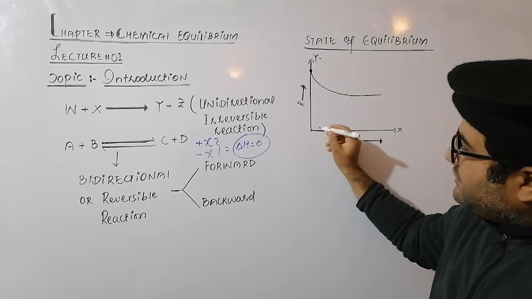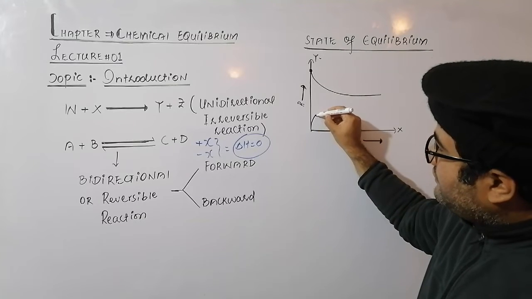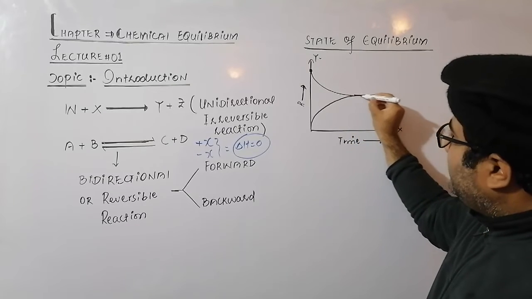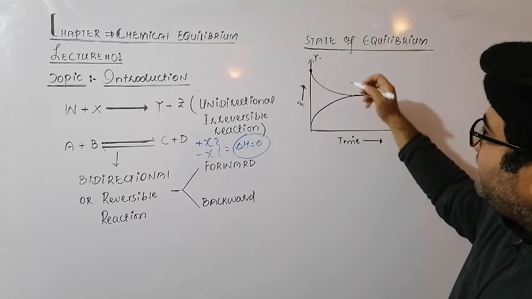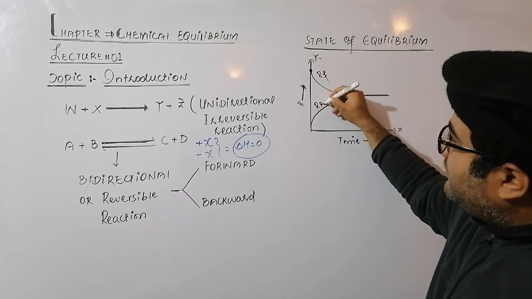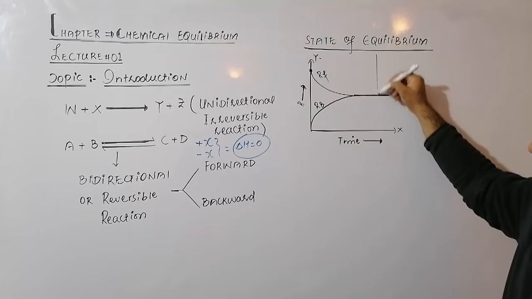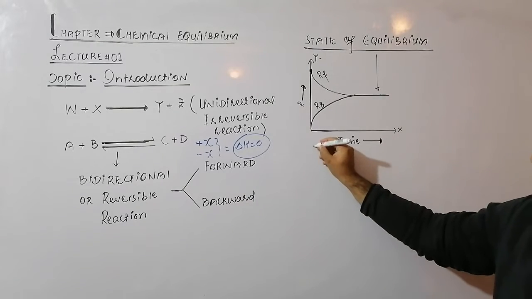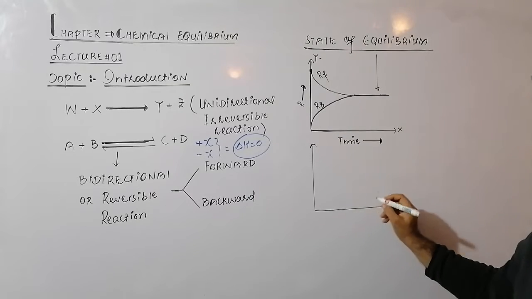At time 0 seconds, the rate of backward reaction is 0. But as time goes on, the rate of backward reaction keeps on increasing. Then a stage comes when the rates of both these processes become equal, and that is the state of dynamic equilibrium. This curve shows the rate of forward reaction, and this curve shows the rate of backward reaction. When both rates are equal, that is the state of dynamic equilibrium. In the same manner, there is another graph which can be used to show the state of dynamic equilibrium.